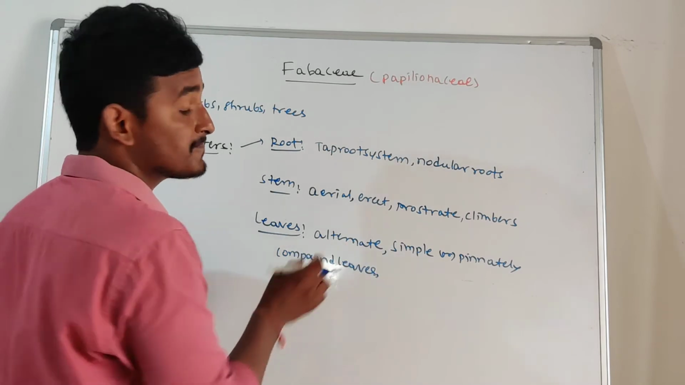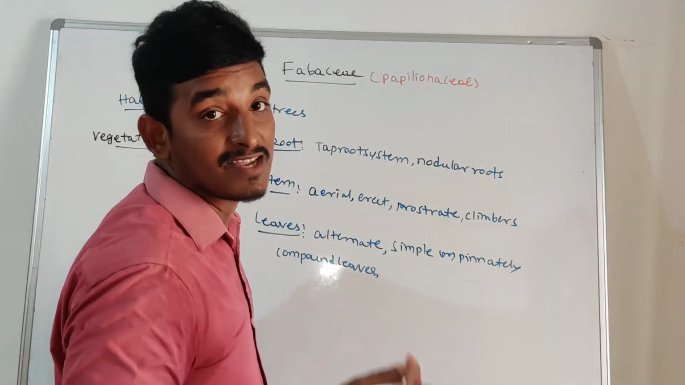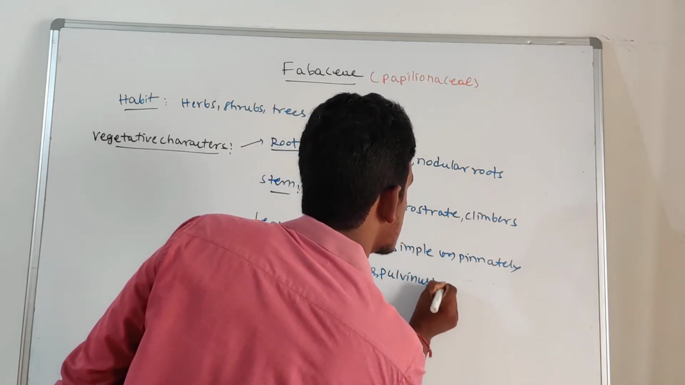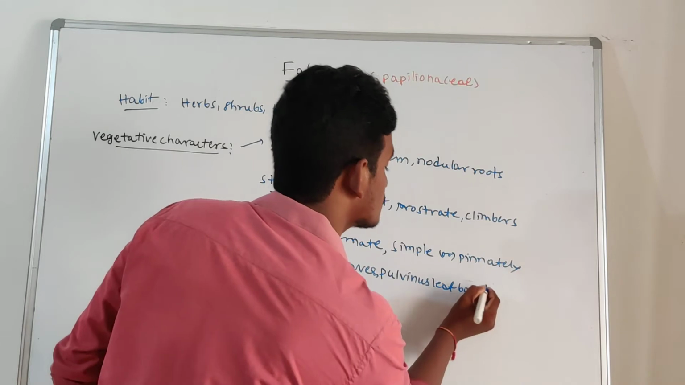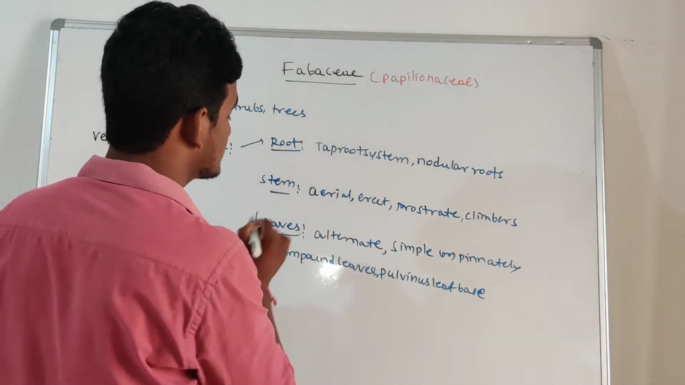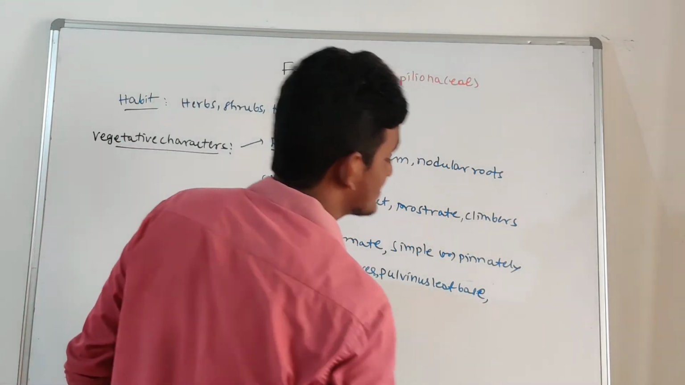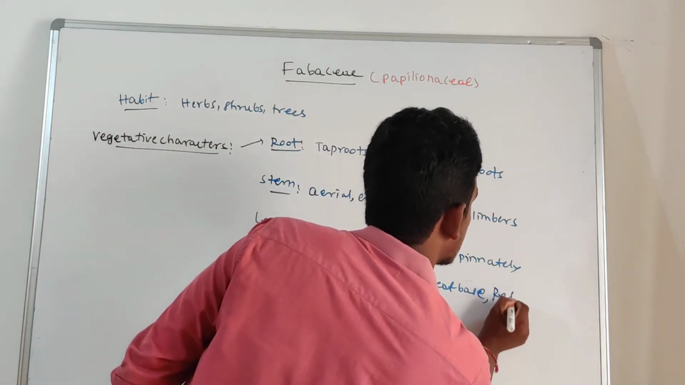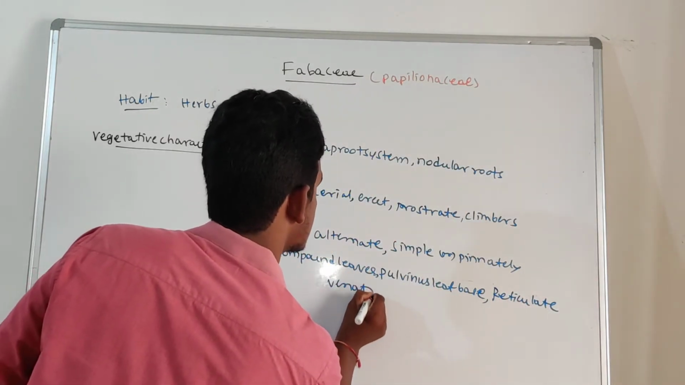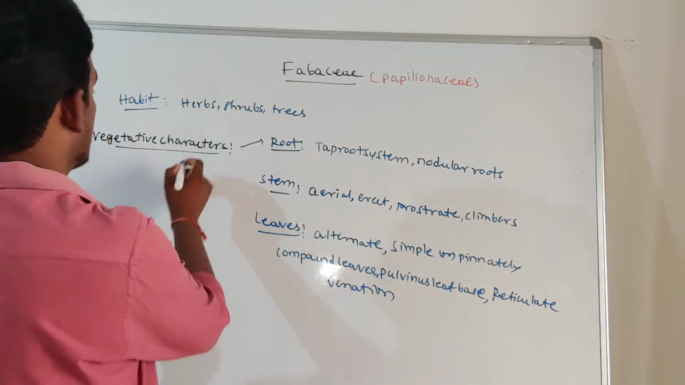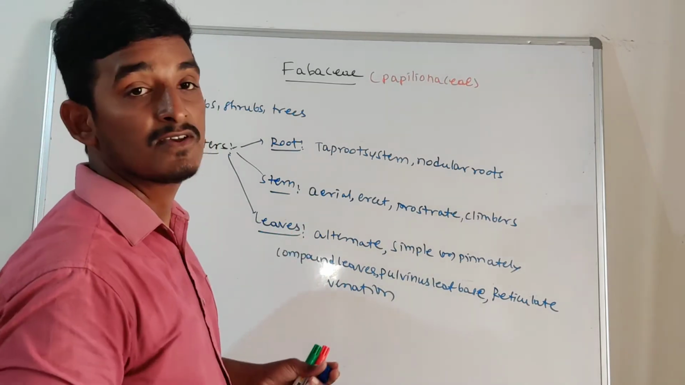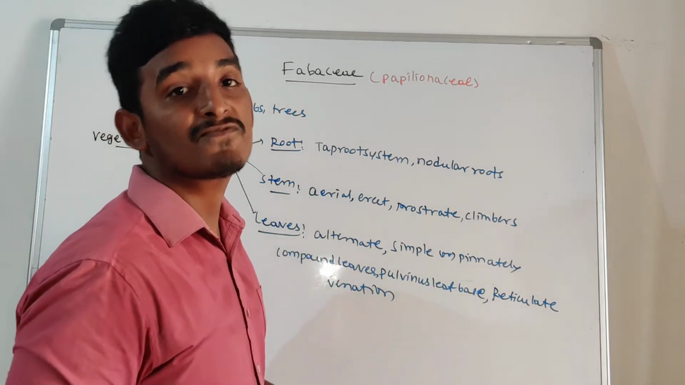So here it will show a leaf base. That leaf base is a pulvinous leaf base. Pulvinous leaf base is a swollen leaf base. It is found in leguminous plants. So these leaves have which type of venation? It is a dicotyledon, so it will show reticulate venation, right? So that is about the vegetative characters: root, stem, and leaf. Later we will discuss various floral characters.